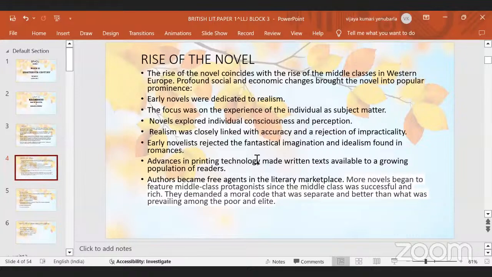There is no makeover. There is no exaggeration. There is no imagination. So that is realism. So people started liking realism. The focus was on the experience of the individual as a subject matter. This is another reason. They started focusing on individual experiences.